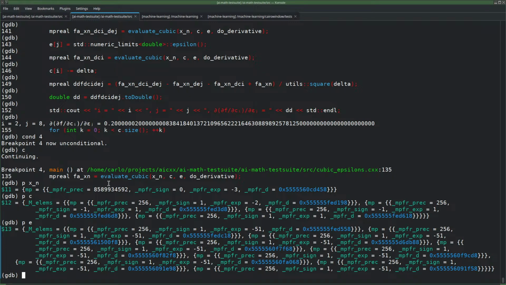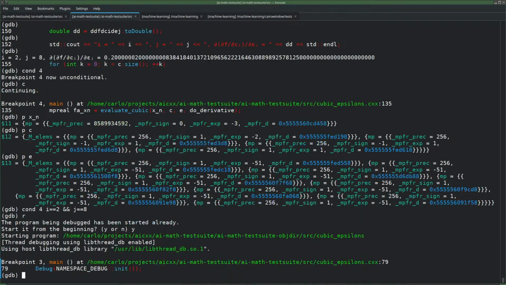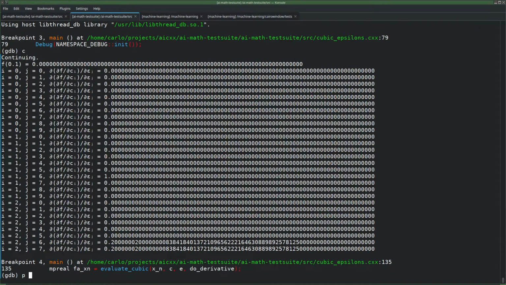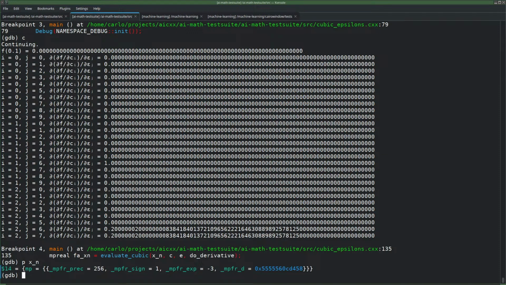xn is just a variable on the stack though. So it did get overridden, the stack, somewhere. Okay, so we set the condition back at 4, at i equals 2 and j equals 8. And then we run from the beginning. And then if we print xn, we see that that is still that.